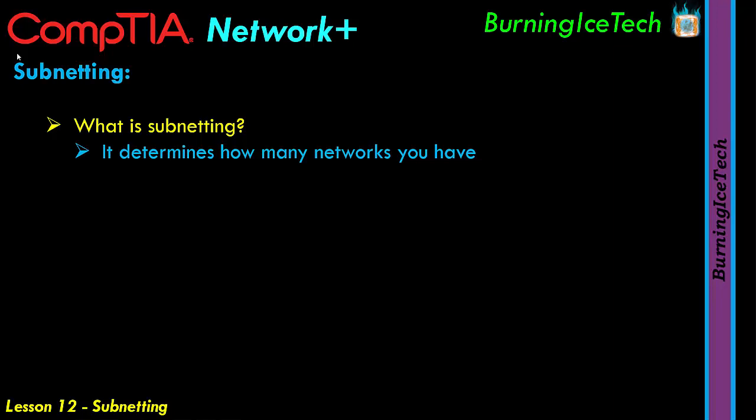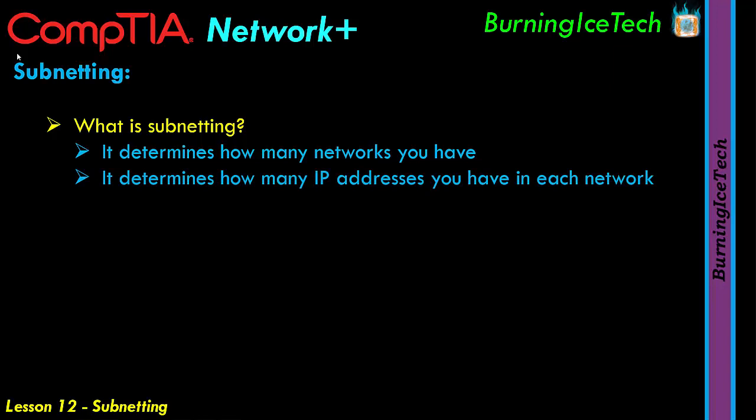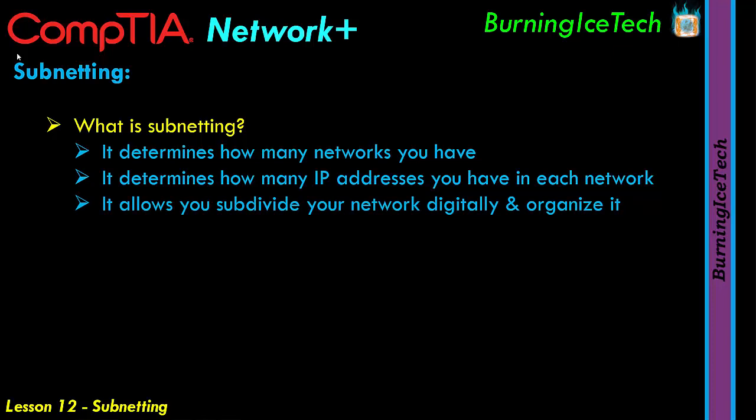The second thing it does is it determines how many IP addresses you have in each of those networks. So if you, for example, want 2 networks in your company environment, you will have a certain amount of IPs available on those 2 networks. Something else it also does is it allows you to subdivide your network, digitally speaking, of course. It allows you to organize it. Now, when we do subnetting, for those of you that have a fair understanding of what it is, it's not so much used for security per se. It's more for structuring your network and organizing it, digitally speaking, of course.